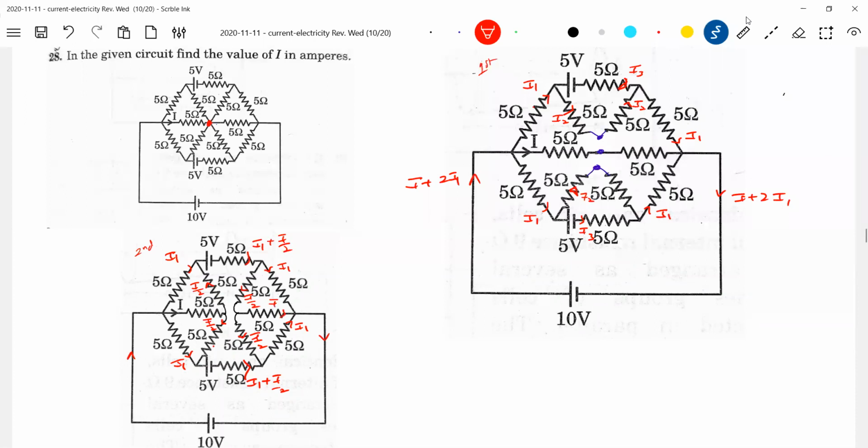So how much current is here now? I plus 2I1. No. Anybody, this difficulty will arise and we have to justify it. Which is right, which is wrong? Both are right, both are wrong. Or one is right, one is wrong.